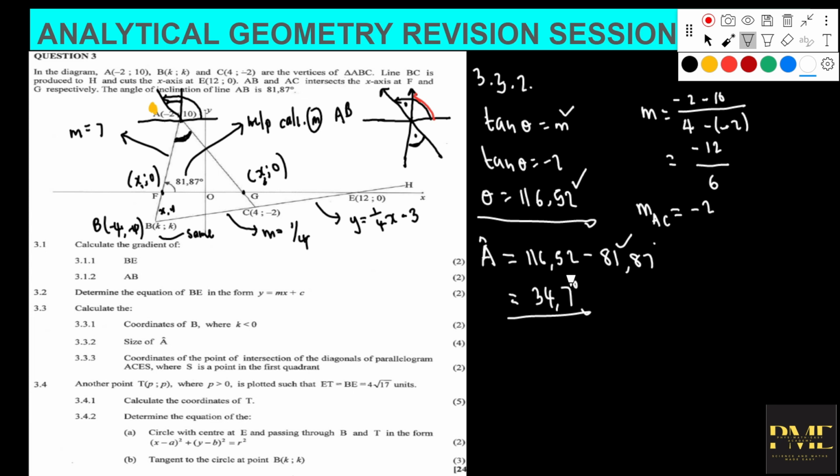So you need your two gradients. Then with the two gradients, calculate the angles made by those two lines with the horizontal. Then see which is bigger, and do the bigger angle minus the smaller to find your angle. So basically, that's it, in a nutshell. Okay, now we're going to be moving to 3.3.3.